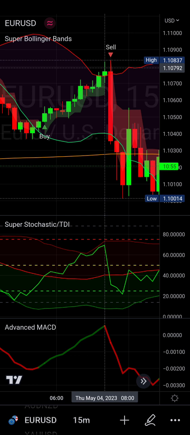Look down at the RSI, stochastic, TDI. Price was hovering near the two red lines, which is the overbought territory. It had to pull back down. And then if you look at the MACD, it did what?